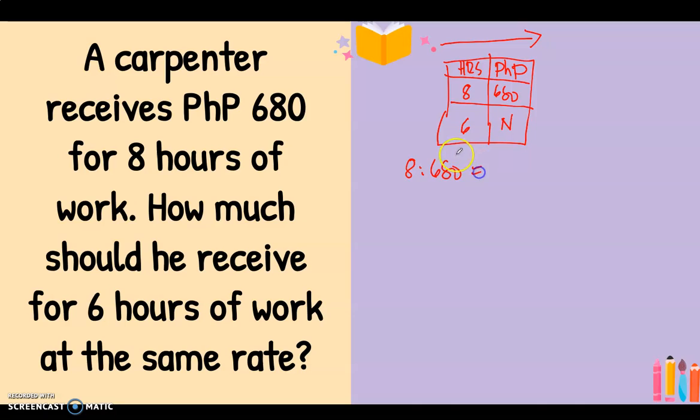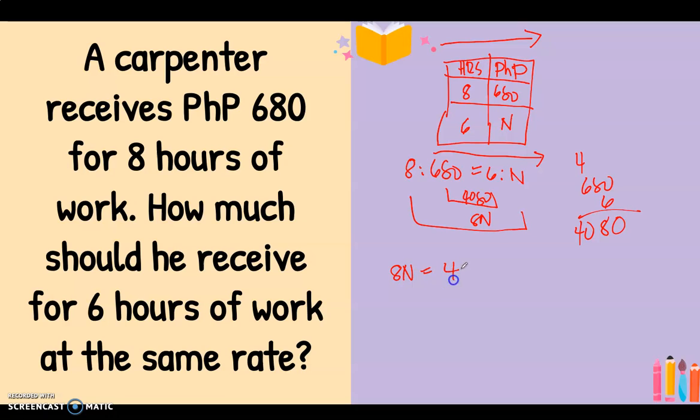680 is equals to, going in the same direction, 6 is equals to n. Then these are now our two ratios. You multiply 680 times 6, then 8 times n. We have 8n, and then 680 times 6: 0, 48, carry 4, 36, 40. So we have 4,080. Now you can divide 4,080 by 8.